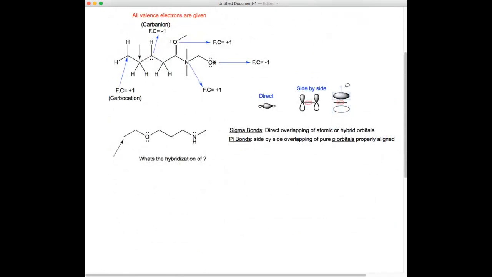Okay. So this is the result of a side-by-side overlapping of pure p orbitals. Okay. So look at the difference. Electron density up here and down here, above and below. Here is one nucleus, here is another nucleus. In the sigma bond, the electron density is right in the center in between these two nuclei, so right here. In the pi bond, the electron density is above and below the plane of the molecule. That's a major difference between a sigma and a pi bond.